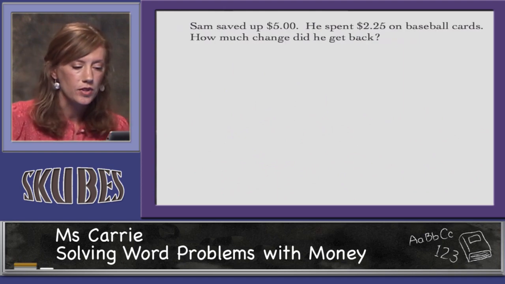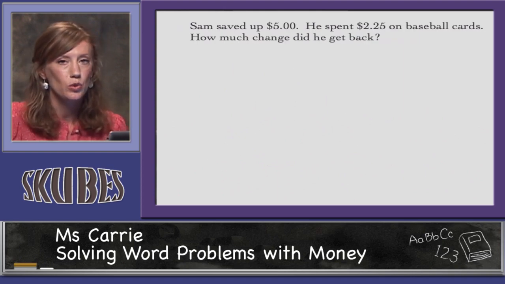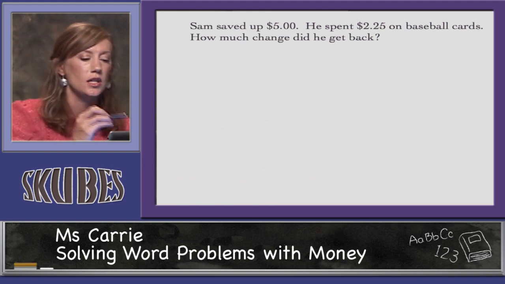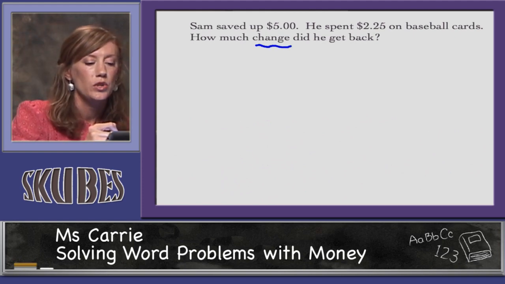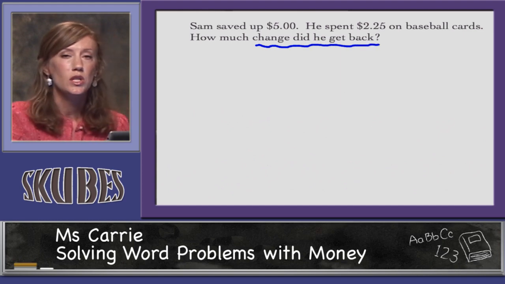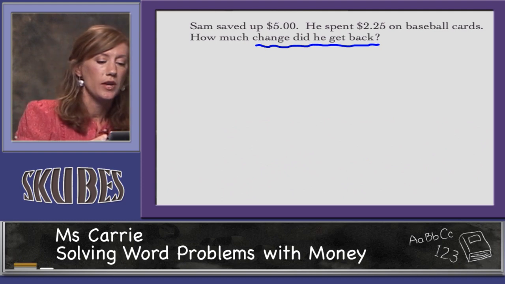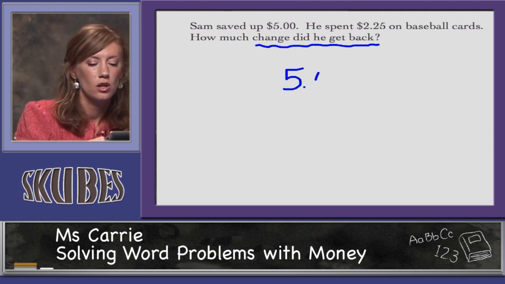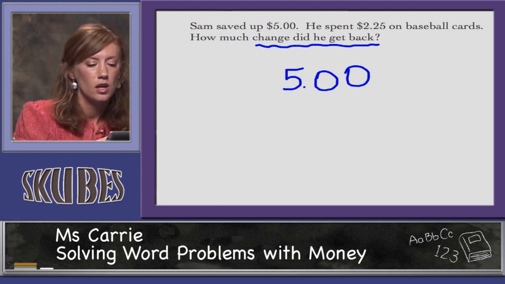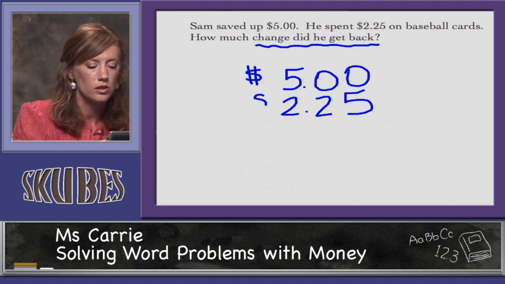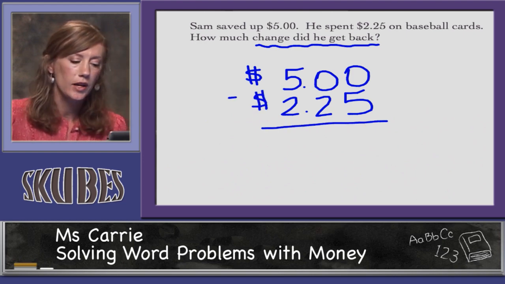Sam saved up $5. He spent $2.25 on baseball cards. How much change did he get back? When you see change, you want to subtract to see how much he got back. So we're going to subtract. So he had $5, and he spent $2.25 on those baseball cards. Let's subtract to see the change that he got back.